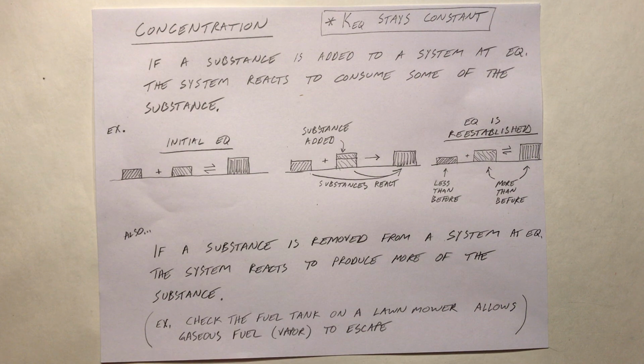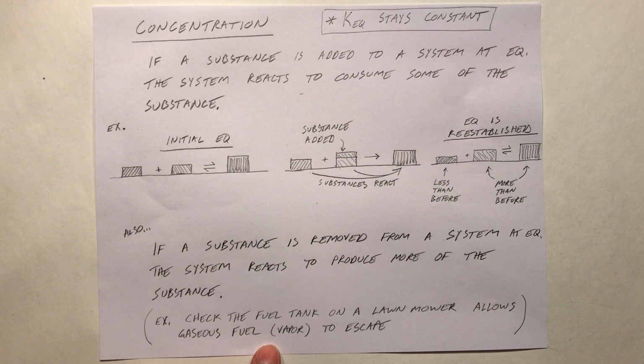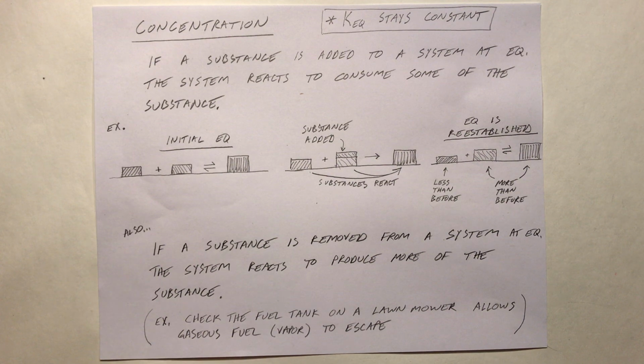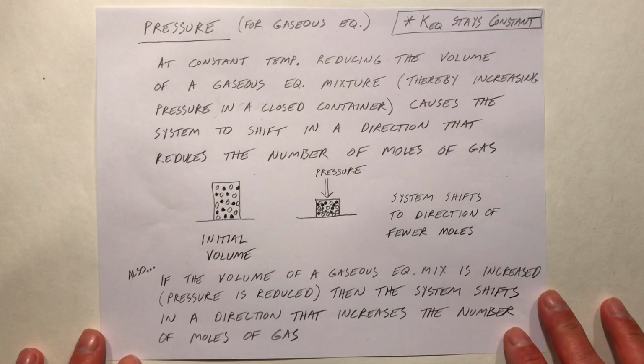Let's say you decide there's enough fuel in there, so you put the cap back on. Since some of that gaseous fuel escaped from the tank, a new equilibrium would have to be reestablished, where some of the liquid fuel would evaporate and fill the space above it inside the tank. So you can remove substances in all different ways. Let's take a look at pressure.